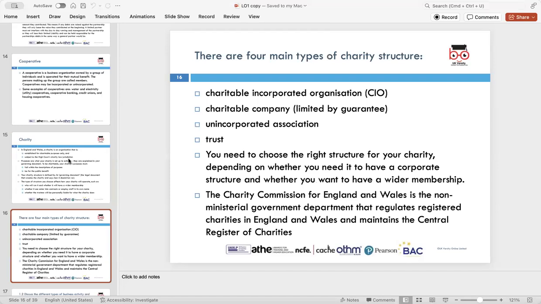There are four main types of charity structures. It is possible to form a charitable incorporated organization, a charitable company limited by guarantee, an unincorporated association, or a trust. It is imperative that you select the appropriate form for your charitable organization, taking into consideration whether you require it to have a corporate structure or whether you desire to have a more extensive membership.